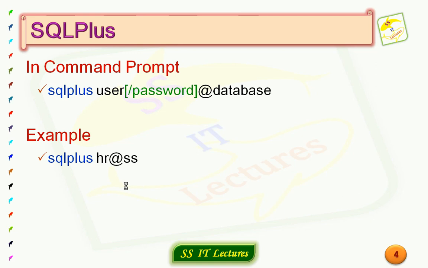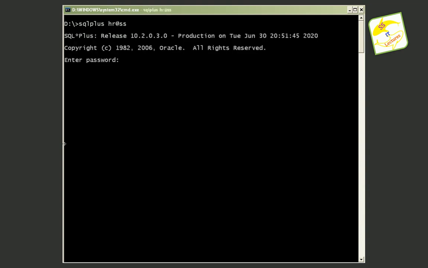Next, we will see how to open SQL Plus from the command line. In Windows, open the command prompt as usual. Then in the prompt, if you have successfully installed the database, just type SQLPLUS space the username at database. Here the username is HR and the database is SS, so the command will be SQLPLUS space HR at SS. It shows the currently installed Oracle database version and the system's current date and time.